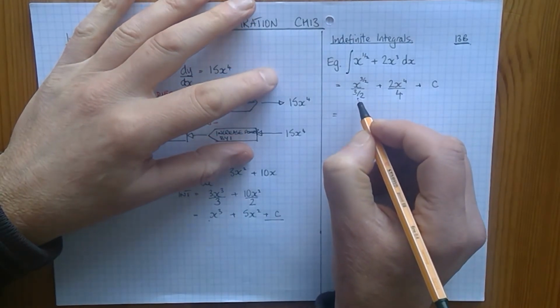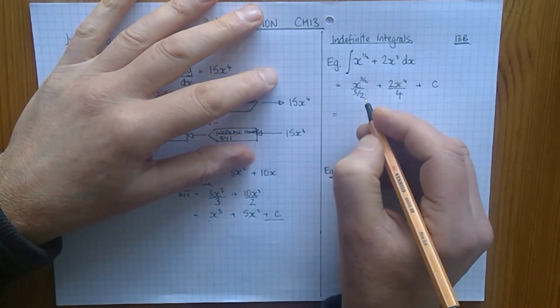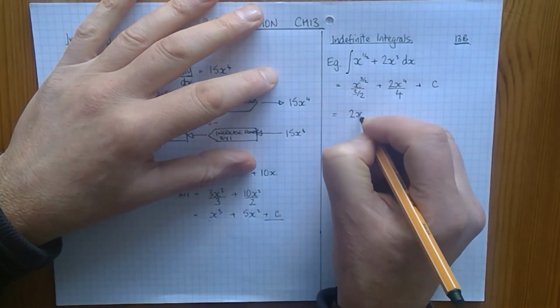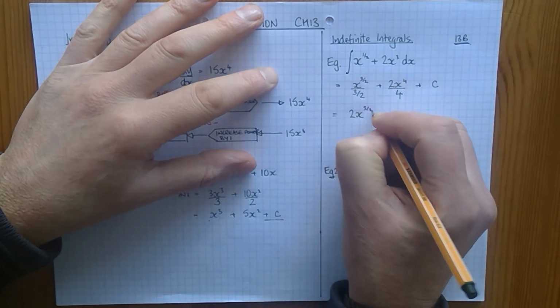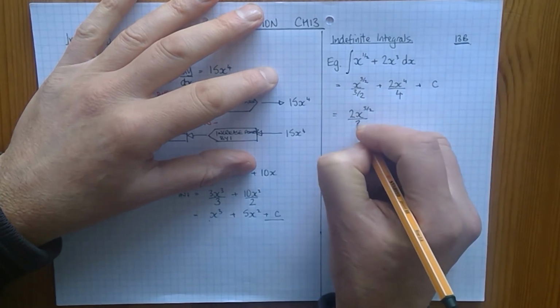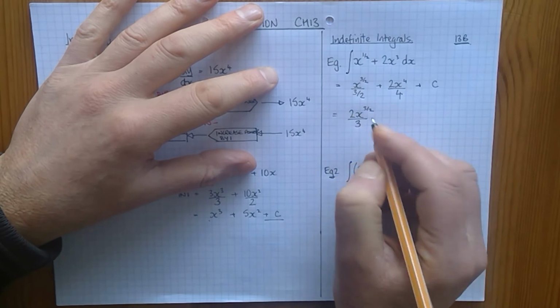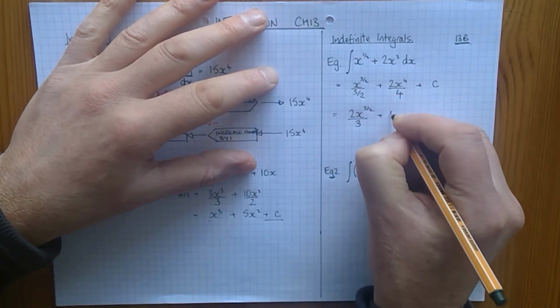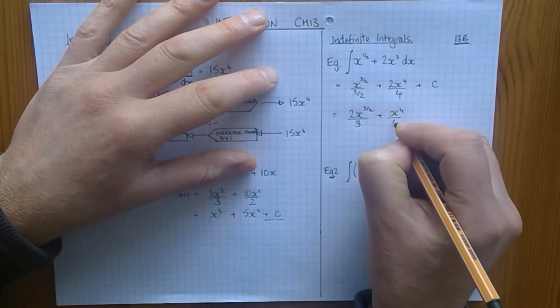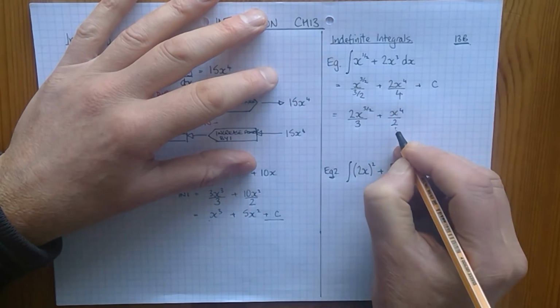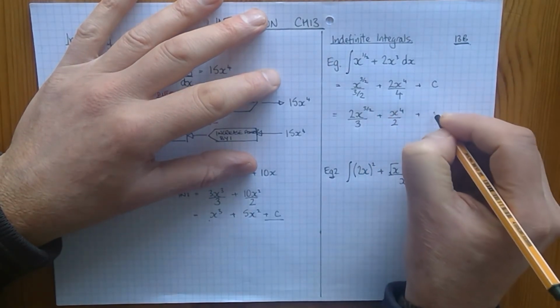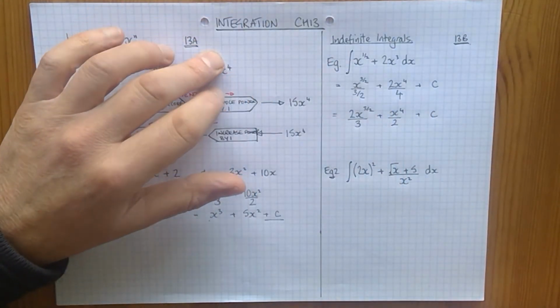Okay, let's simplify this a bit. Divide by 3 over 2, so that's going to be 2x to the 3 over 2, over 3, plus x to the power 4 over 2. 2 over 4 is the same as divide by 2, plus c.